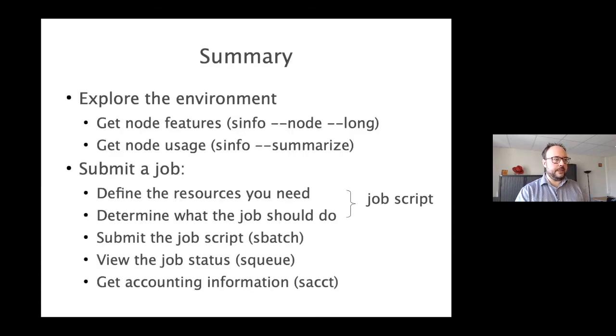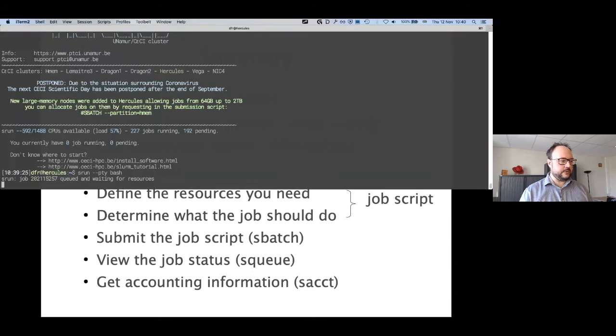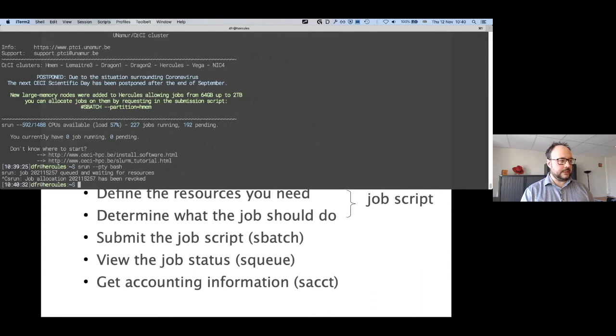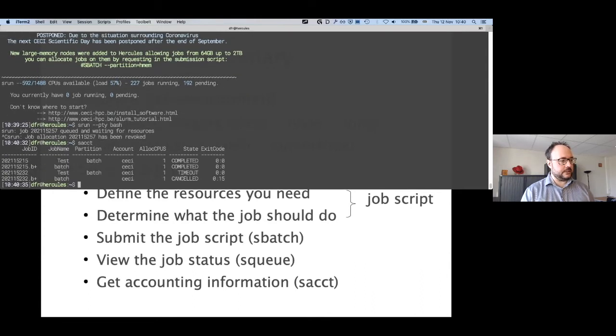So a little summary. You know how to explore the environment with the sinfo command with --node --long, which is equivalent to -N lowercase l. And you can get node usage by using sinfo --summarize. So if you want to see how many jobs or how loaded the cluster is, you can use sinfo --summarize. So here, maybe I can cancel this. It looks like I'm not going to have an interactive shell right now, so I will cancel my job. And if I use sacct, I'll see that I have a job here which is cancelled.